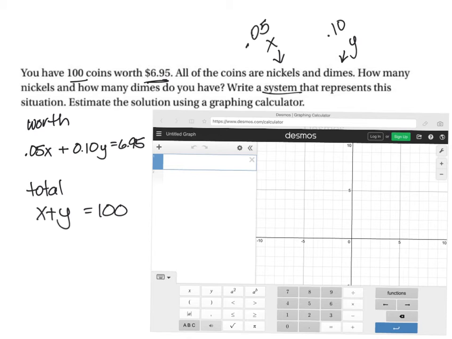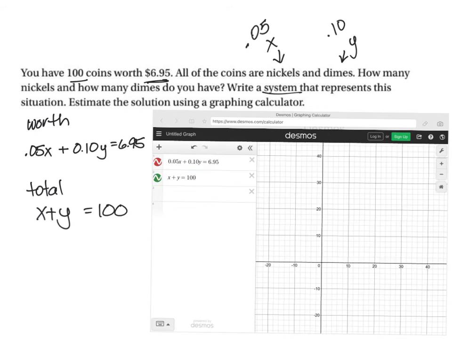So let's see what we have here. We have 0.05x plus 0.10y equals 6.95. Something's not right here. Why is it giving me an error message? Maybe I should go back to lowercase. I'm sorry about this. There we go. I guess that was the difference. So then we have x plus y equals 100, because that's how many coins we have.